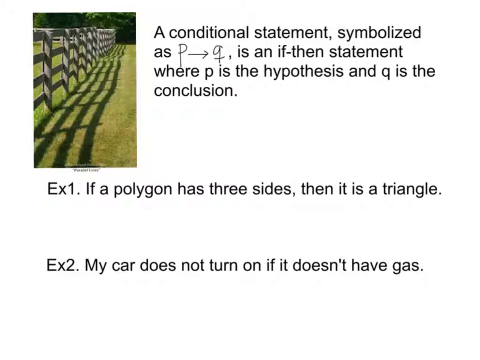So what is a conditional statement? A conditional statement is symbolized by P arrow Q. This means, right here, if P then Q. So a conditional statement symbolized as P then Q is an if-then statement where P, this part, is the hypothesis and Q is the conclusion.